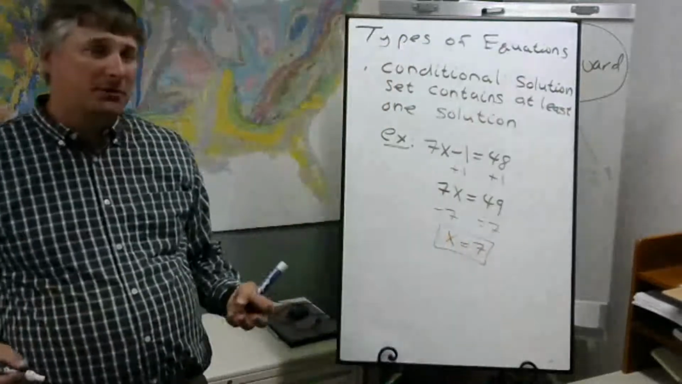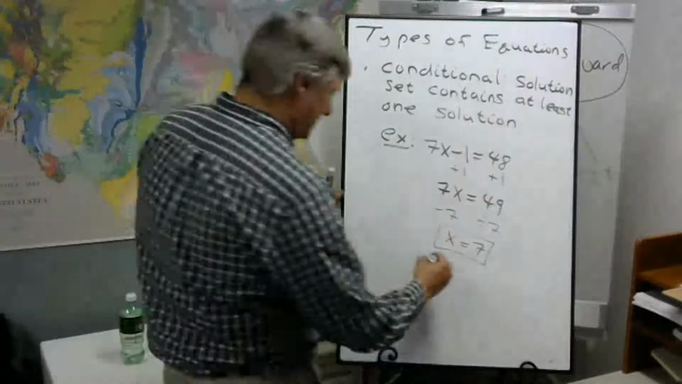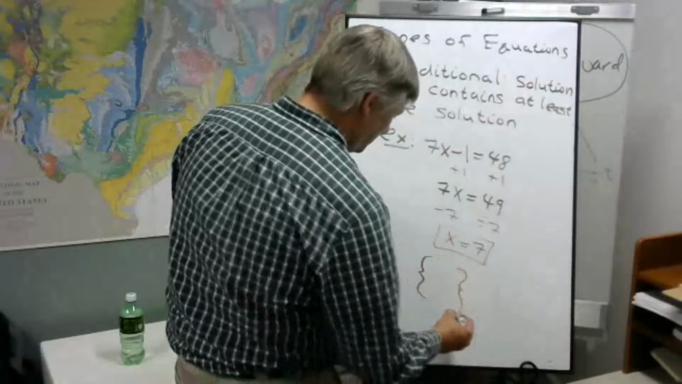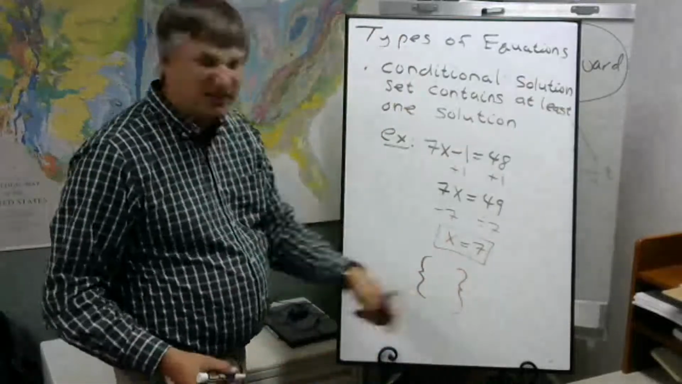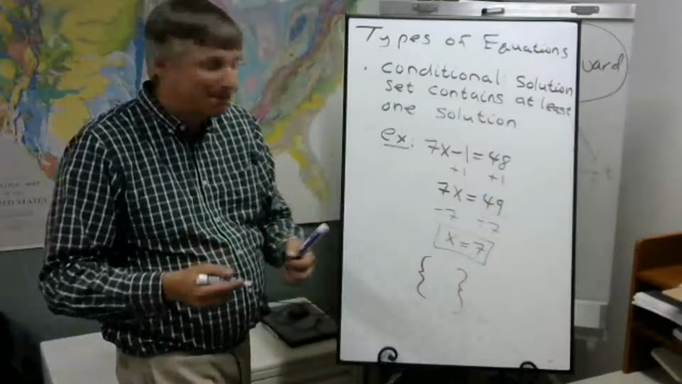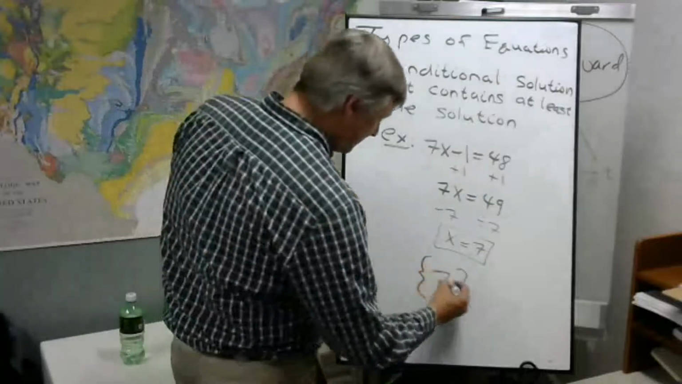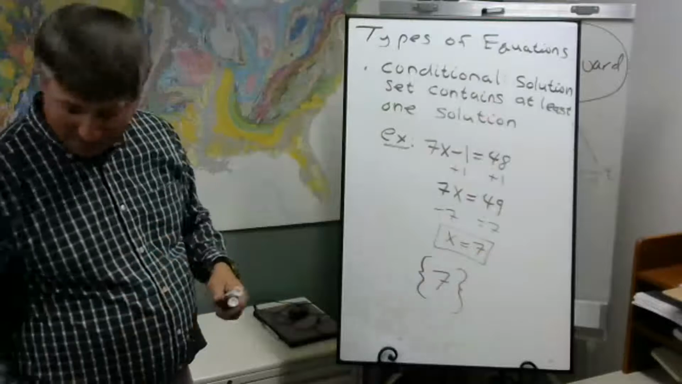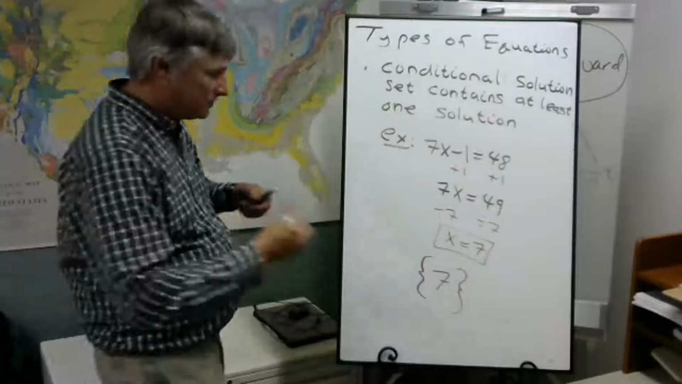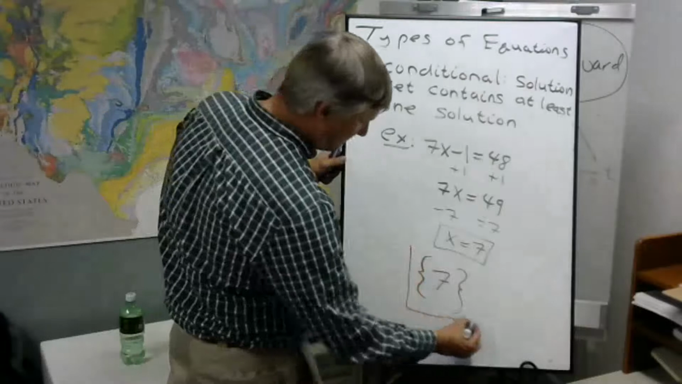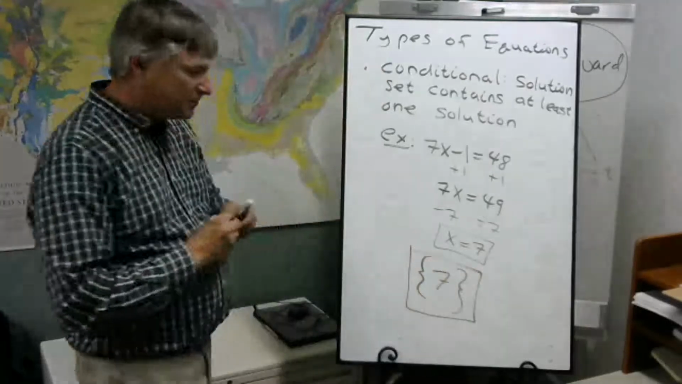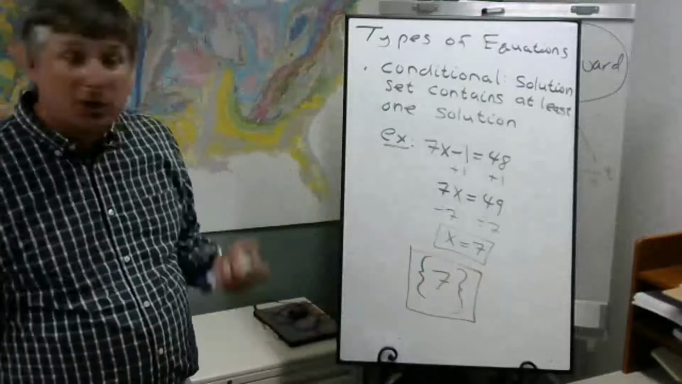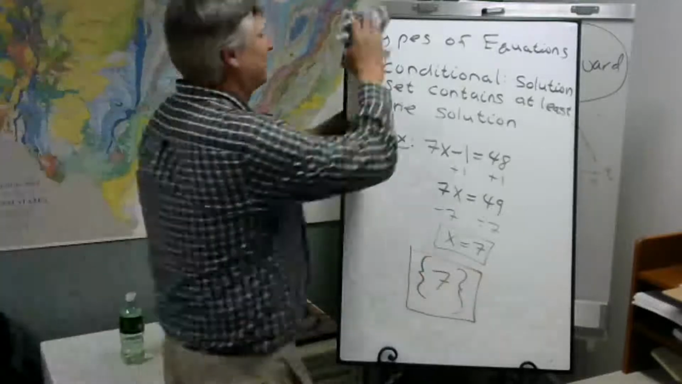And the way we express this with a solution set is we have a set. Now remember, a set has these curly braces. This is the set. It's like a container that we throw things in. And we place our 7 in that solution set. So this would be a solution set for our equation. Now, this solution set contains only one solution. They could contain more.